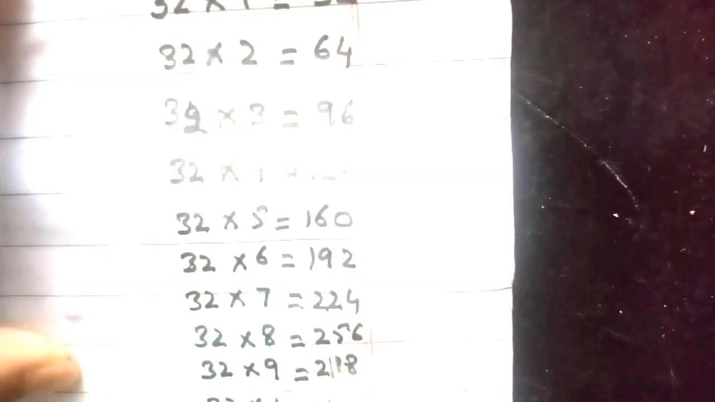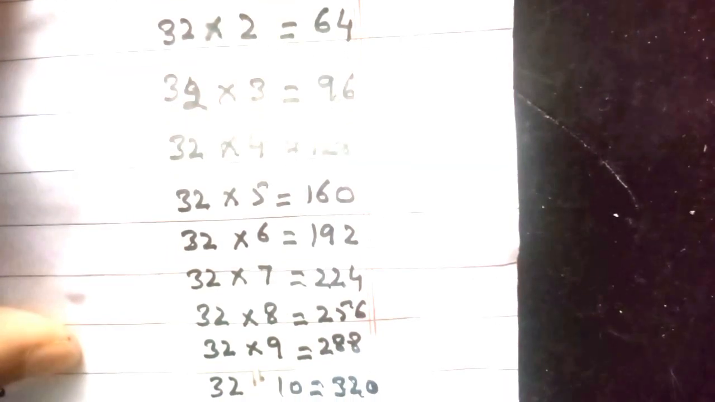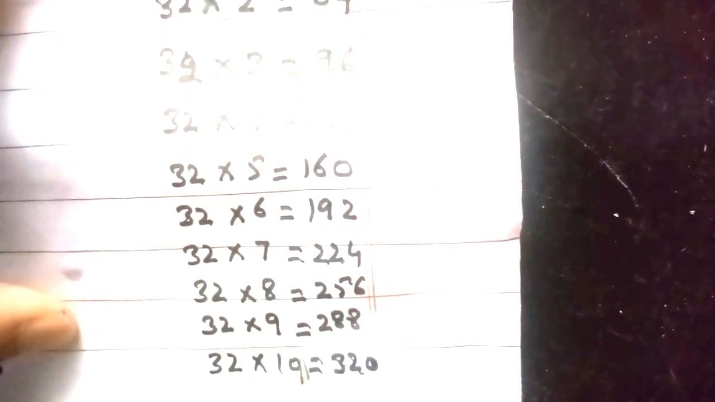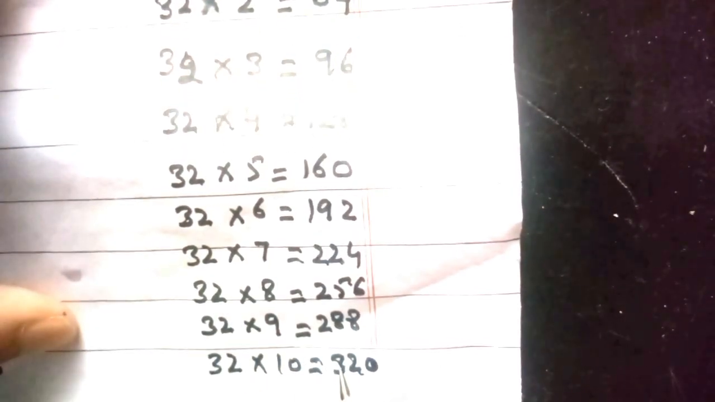32 sevens are 224. 32 eights are 256. 32 nines are 288. 32 tens are 320.